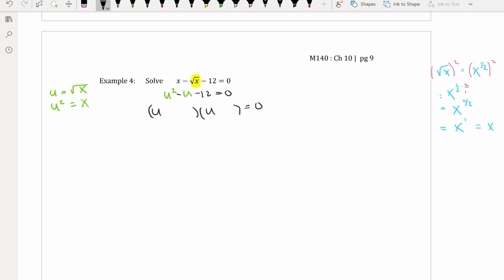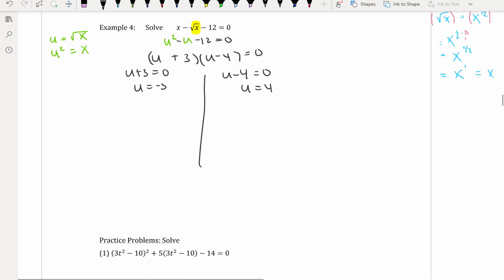So hopefully you guys are becoming pros at factoring now. If I have 12, I'm looking at 3 and 4, with 4 being negative and 3 being positive. So u plus 3 is equal to 0, so that u is equal to -3. I also have u minus 4 is equal to 0, so that u is equal to +4.